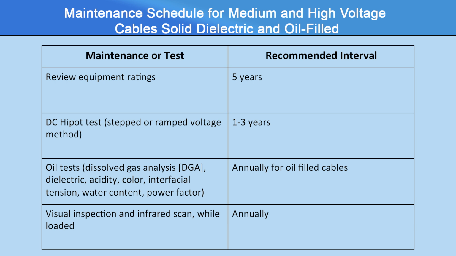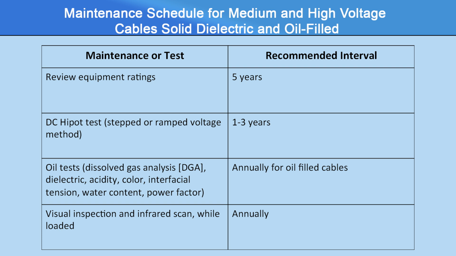Now the following table shows the maintenance schedule for medium and high voltage cables, solid dielectric and oil filled. The first maintenance or test performed is the review equipment ratings. This is done every 5 years. Next is DC hipot test, that is the stepped or ramped voltage method. It is performed every 1 to 3 years.